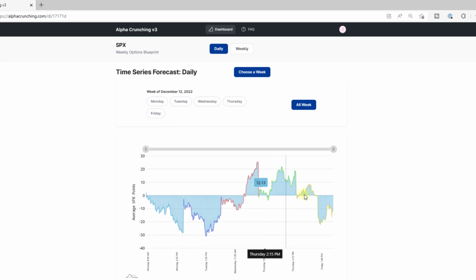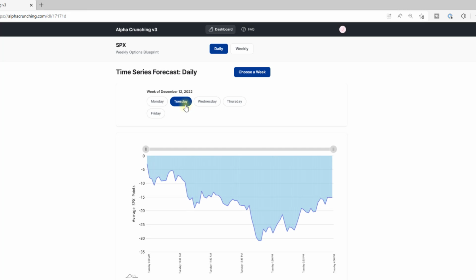This is a quick snapshot view of the entire week, each day of the week, but we're going to focus in on Tuesday because this is the trade that I actually took. So before the trading day began, I'm looking at the forecast for Tuesday, and it shows a relatively bearish morning into the lunch hour.